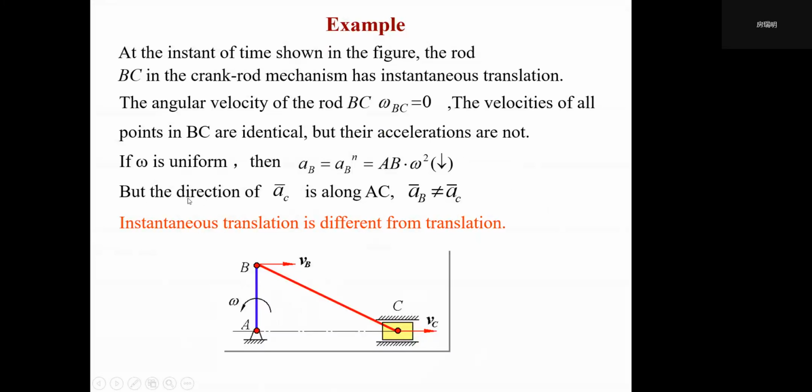Actually, we have given an example from this picture, right? The direction of B's acceleration and the direction of C's acceleration, these 2 points' accelerations cannot be equal, right? This is vertical and this is horizontal, cannot be identical, right? So this is very important. Please, you guys should pay attention to that.